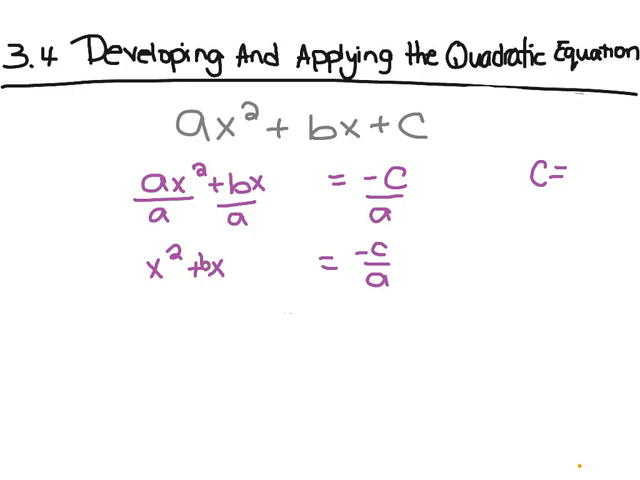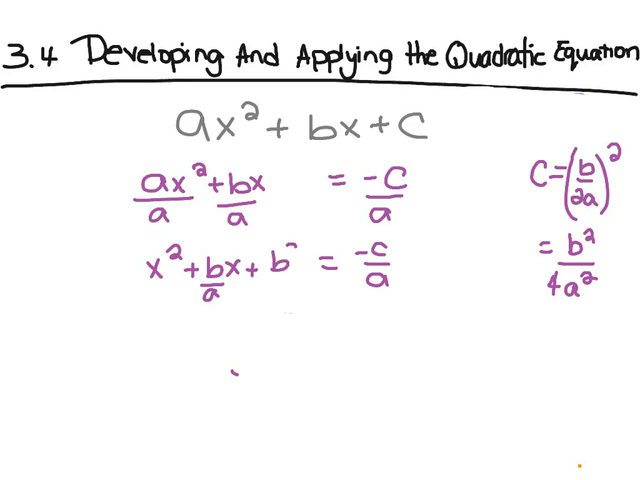Oops, sorry, this is a b. Let me write that properly. We want to find our new c value, so it's going to be b over 2a, squared. So it's b squared over 4a squared. We want to add that to both sides. So if we factor this, it'll be x plus b over 2a, squared, equals.